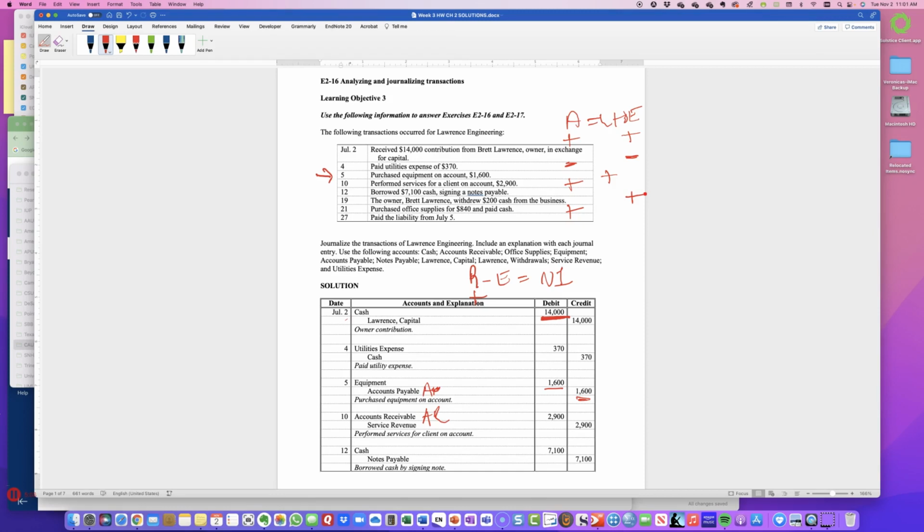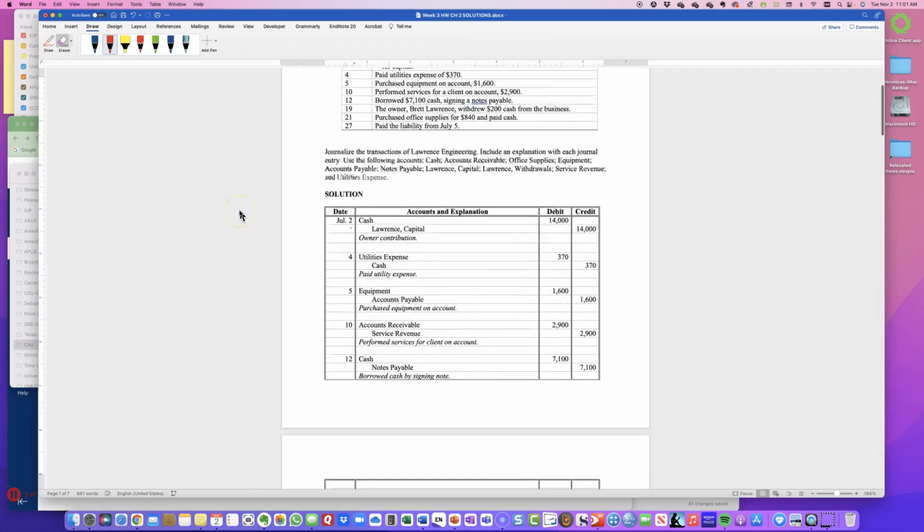And then on the 12th, we borrowed money. We are borrowing $7,100 cash and we're assigning a notes payable for it. Since we're getting cash, that's a debit to cash for the $7,100, and that's an asset account. Then we have a notes payable, which is a liability account that's also going to increase for the $7,100. Let's get rid of all of these now so we can move on to the other entries and not make a total mess of our document.